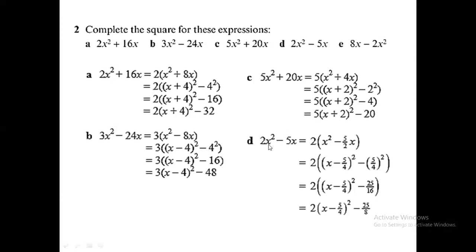Then if you take 2 out, from here it's x squared minus, if you take 2 out, we can write minus 5 over 2. Look at this. 2 into x squared is 2x squared. 2 into minus 5 over 2, you get minus 5. Therefore, if you take 2 out, it should be minus 5 over 2, right? Then take the half of that.